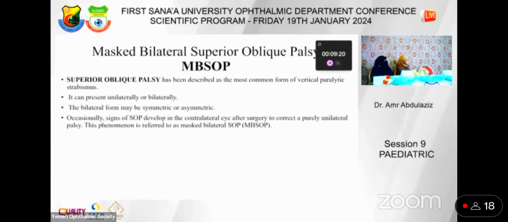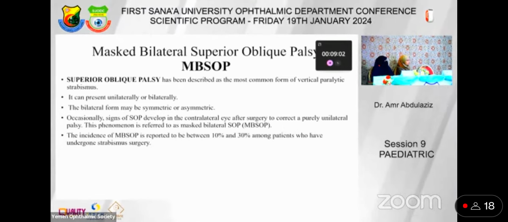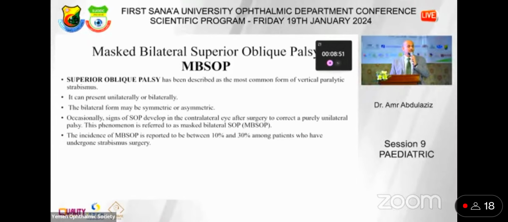And occasionally signs of SOP develop in the contralateral eye after the surgery. Meaning a patient came with unilateral superior oblique palsy, and after the operation the patient showed signs of contralateral superior oblique palsy, and this condition we call masked bilateral superior oblique palsy. The incidence of masked bilateral superior oblique palsy is reported to be between 10% and 30% of unilateral superior oblique palsy.